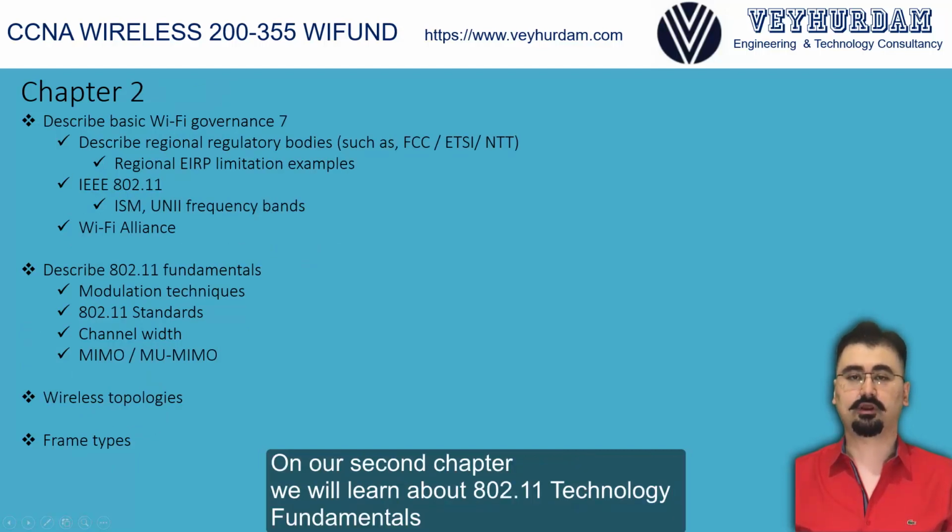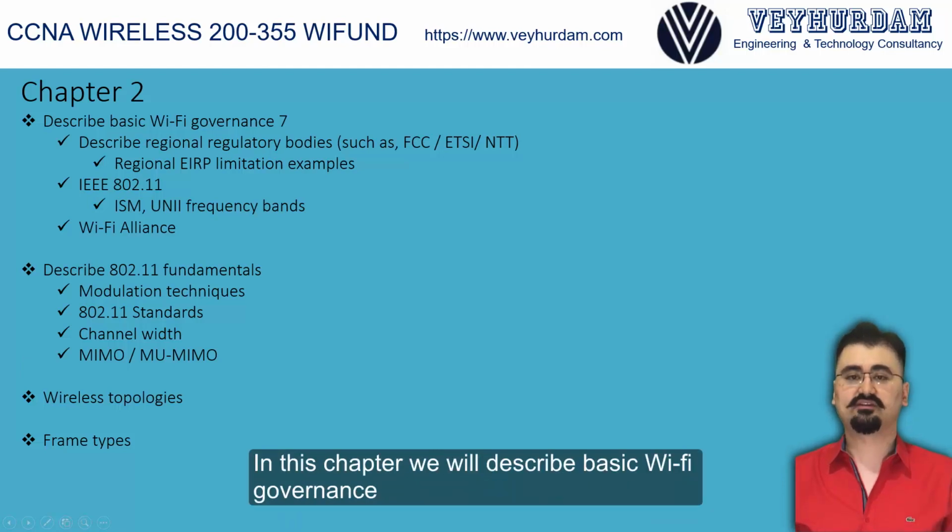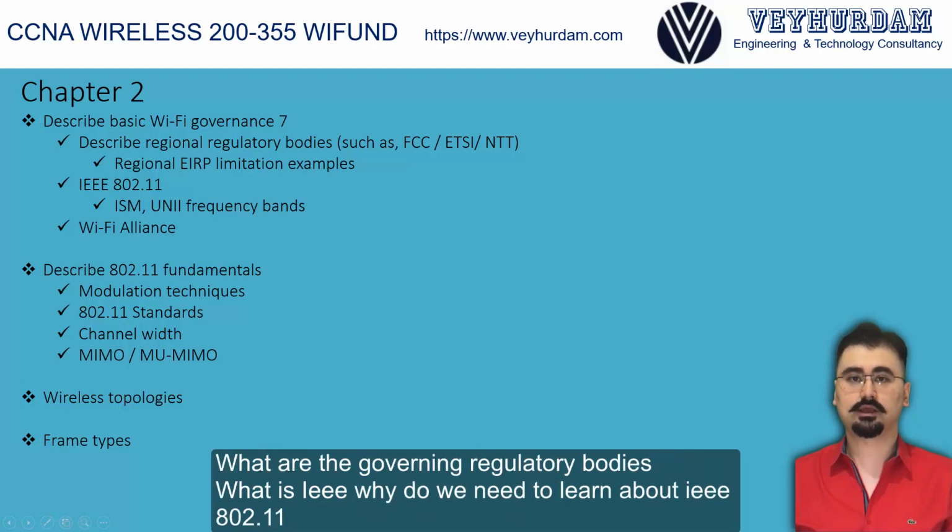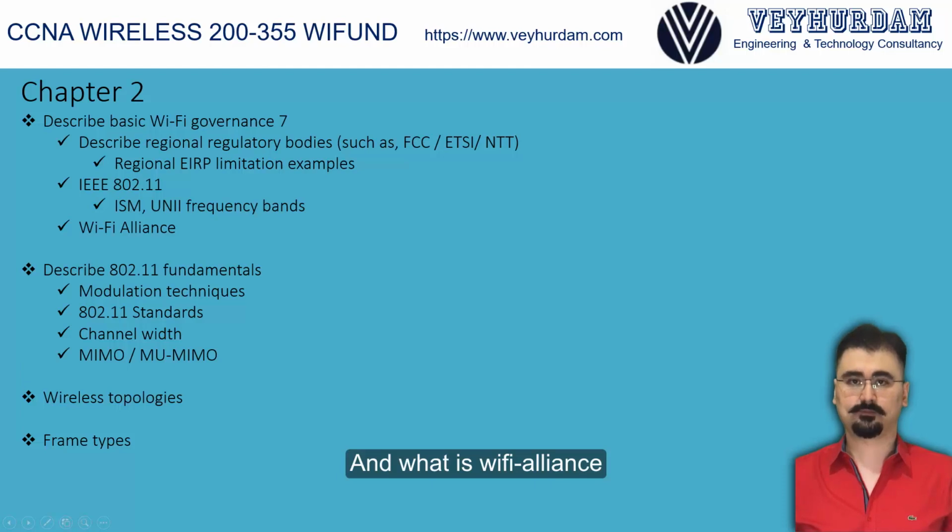In our second chapter, we will learn about 802.11 technology fundamentals. In this chapter, we will describe basic Wi-Fi governance. What are the governing regulatory bodies? What is IEEE? Why do we need to learn about the IEEE 802.11 standard? And what is the Wi-Fi Alliance?